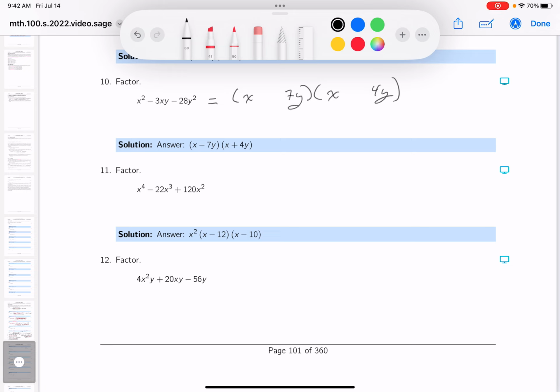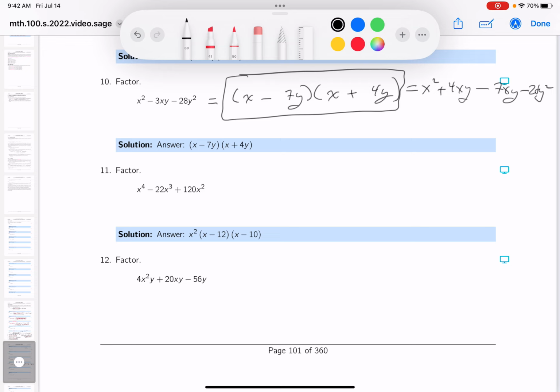Here comes my trouble. I know that x times x is x squared, and I know 7y times 4y is 28y squared. But I do have some signs there. So I'm going to try this, and by trying it, it's called trial and error, I want to see if it's true. What do you get there? x squared plus 4xy minus 7xy, and then minus 28y squared. Does that work? Well, I do get x squared, I do get minus 28y squared, and 4xy minus 7xy is minus 3xy. So this does in fact work.